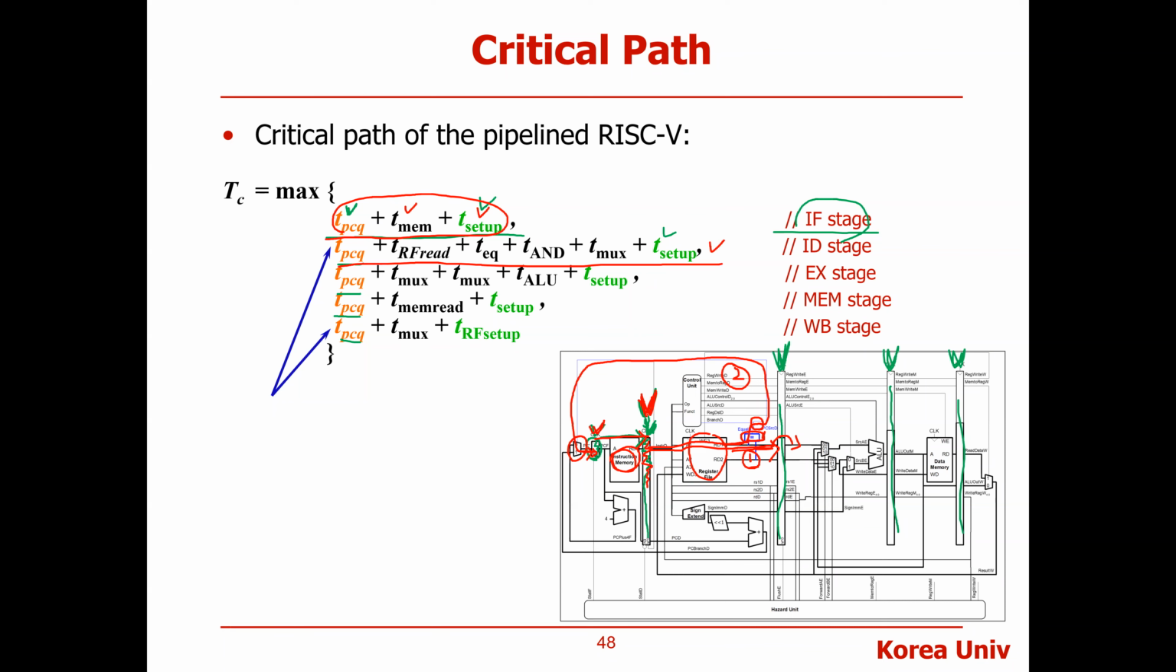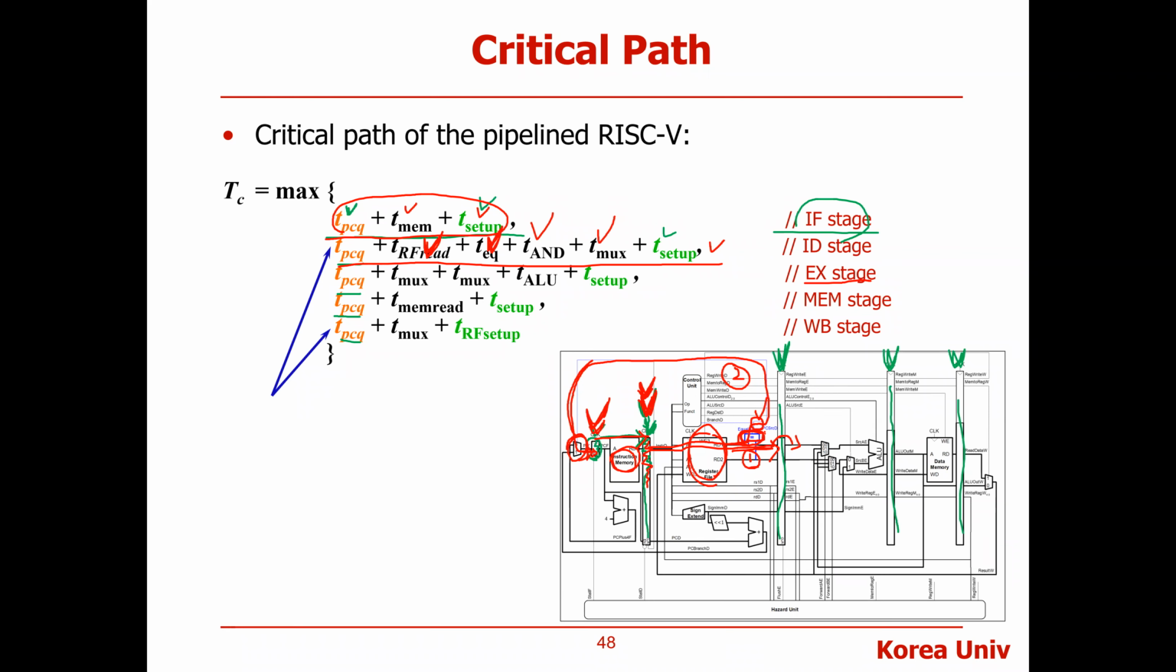First one, flip-flop delay, right? That pipeline register delay, then register file read time, then comparator delay, this comparator EQ, and AND gate delay, right? This AND gate, and then you follow this second path, and then multiplexer delay, and then setup time, right? This flip-flop setup time, okay?